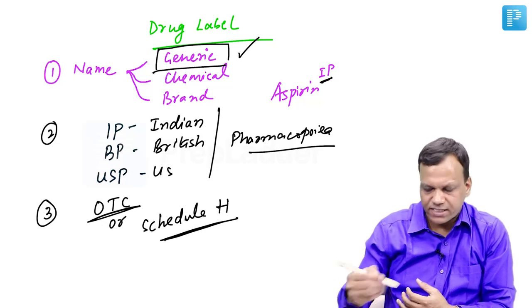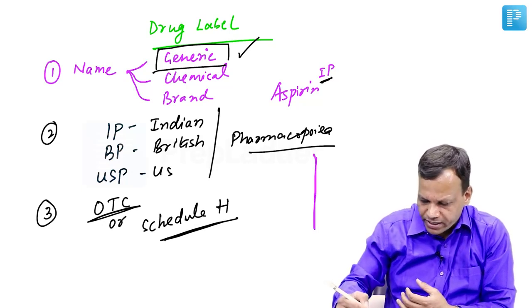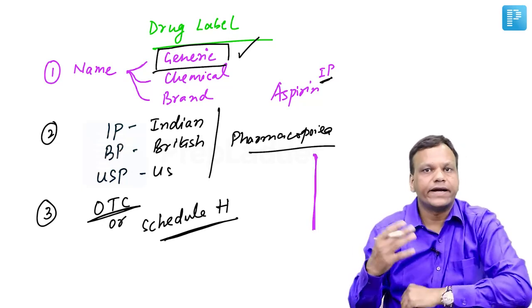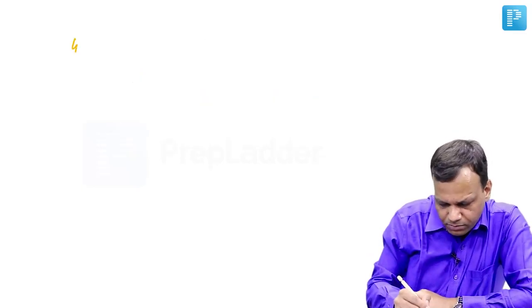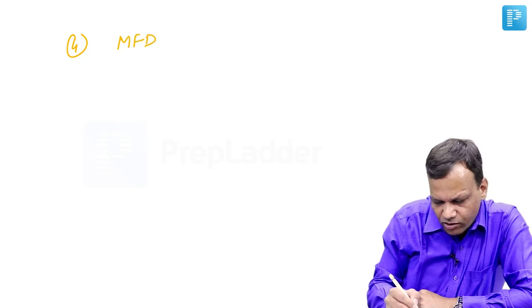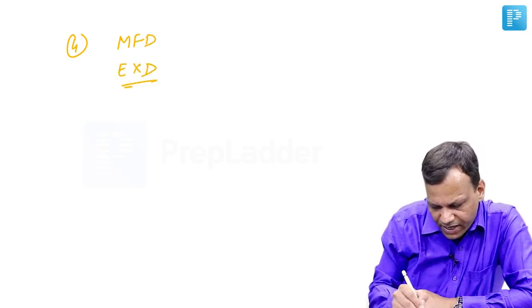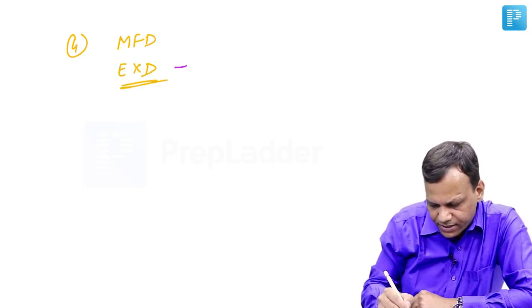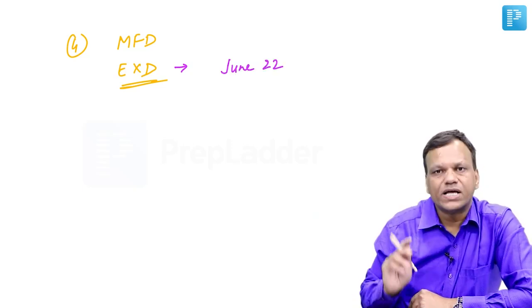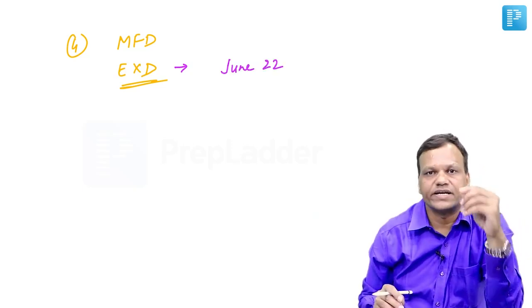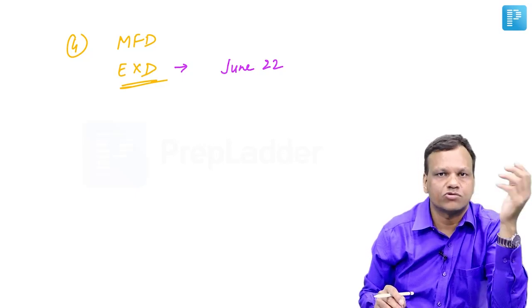And for Schedule H drugs, usually a red line is drawn on the drug label, so that you can easily identify that this is Schedule H and you can ask for a prescription. Then the manufacturing date and expiry date of the medicine are written. You need to remember that if the expiry date is written as June 2022, that means you can use it till the last date of June, that means 30th June 2022.